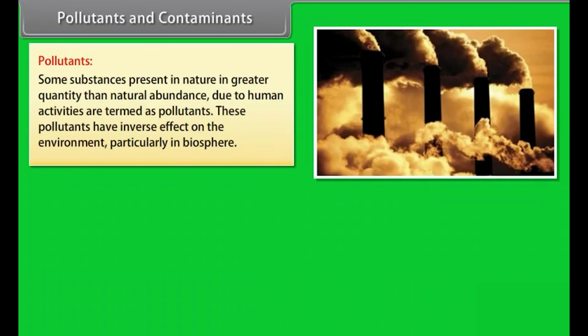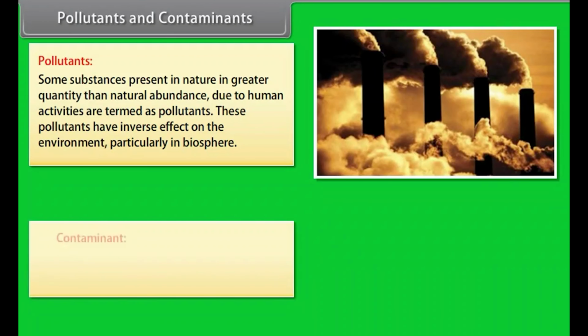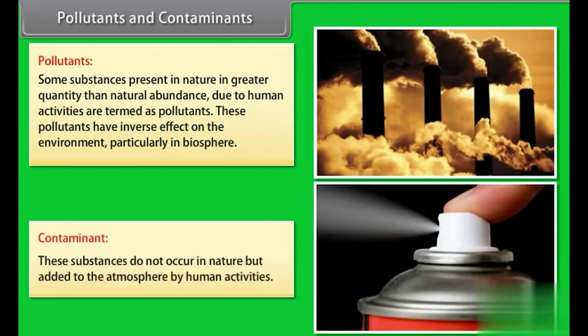Pollutants and contaminants. Pollutants. Some substances present in nature in greater quantity than natural abundance due to human activities are termed as pollutants. These pollutants have an adverse effect on the environment, particularly in the biosphere. For example, lead, mercury, carbon dioxide, etc. Contaminant. These substances do not occur in nature but are added to the atmosphere by human activities. For example, chlorine, chlorofluorocarbon, etc.